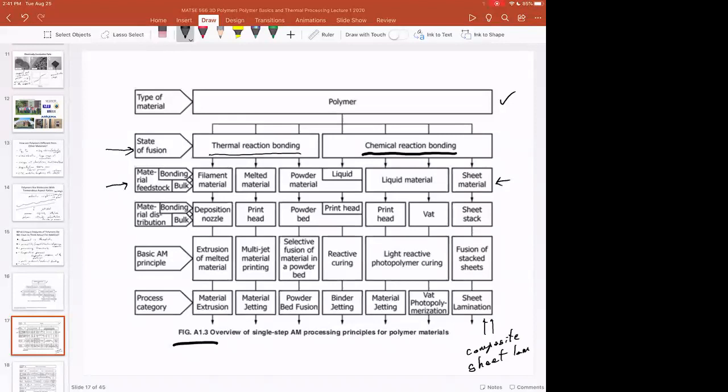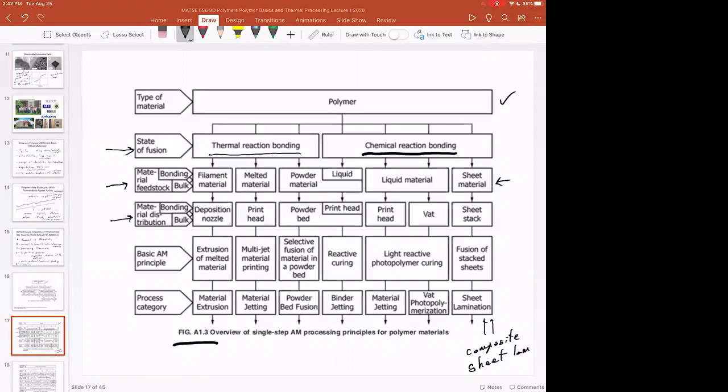Sheet lamination, because there's some cool stuff out there, but we're going to de-emphasize sheet lamination. If you want to know what sheet lamination AM is, you can look it up, and you can write papers on it if you want. So that's just an interesting aside. Then we have what ASTM calls the material distribution, or this is how you take the feedstock from the level above and start to shape it into the additive structure that you want.